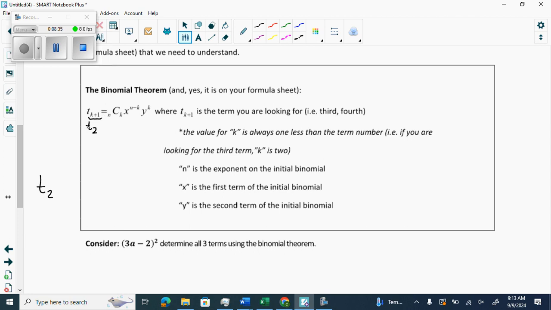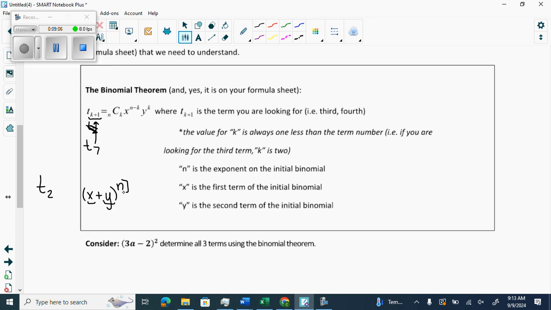If I wanted term 7, what would k have to be? 6, because 6 plus 1 is 7, right? So that's why k is always 1 less than the term you're finding. Your n, they give you the formula on your formula sheet. It's like this: x plus y to the n. So x is always this one, y is always this one, n is always this one. The only thing that changes is your k. Your k changes depending on what term you're looking for. But n, x, and y always stay the same.